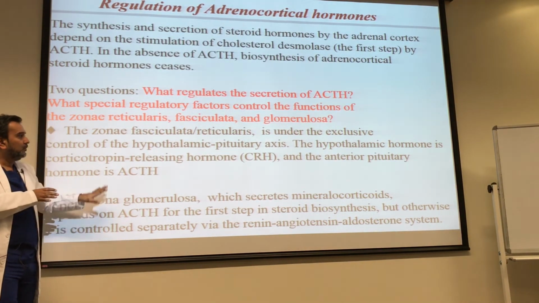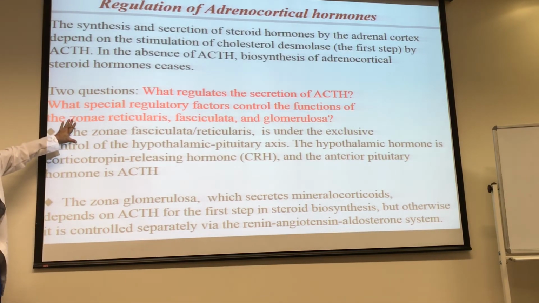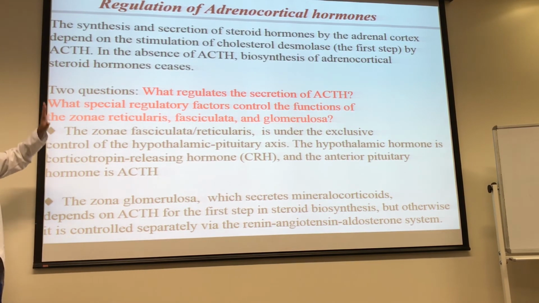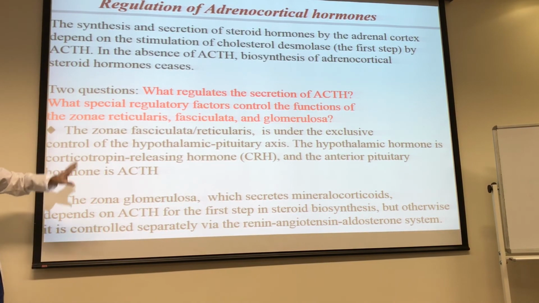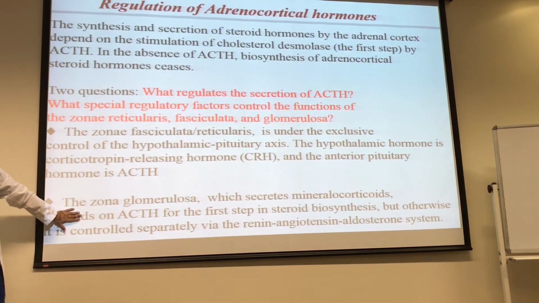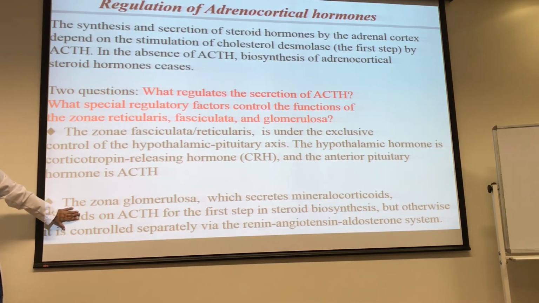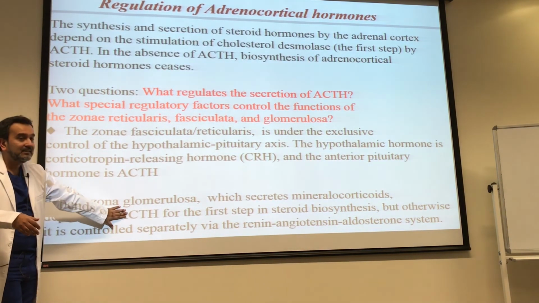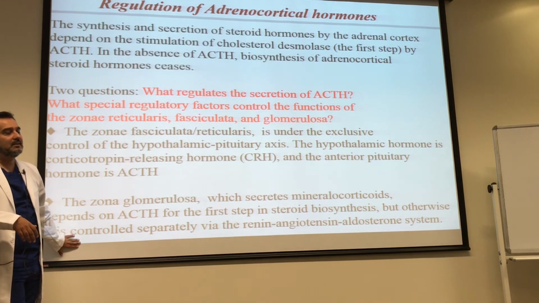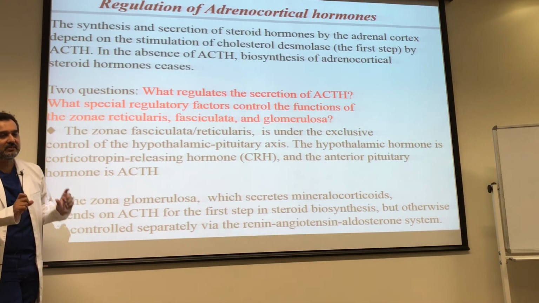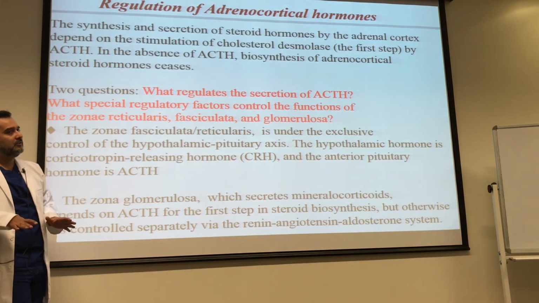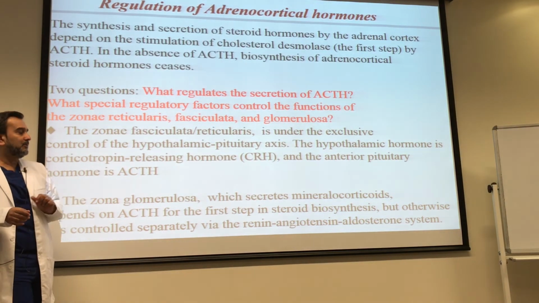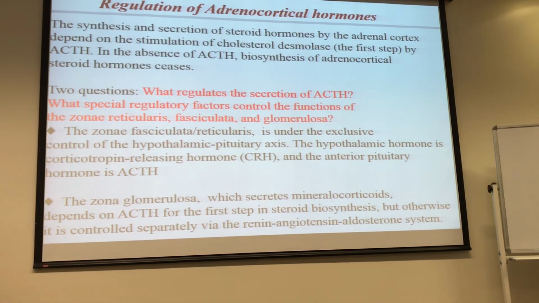But the major control of zona glomerulosa is under the renin-angiotensin system. So zona fasciculata and reticularis are exclusively under the control of the hypothalamic pituitary axis, which is CRH and ACTH. Here the first step of the synthesis of the steroid hormones, cholesterol desmolase, is under the action of ACTH. The remaining part is mainly under the action of the renin-angiotensin system. So aldosterone secretion is mainly under the renin-angiotensin system, but it has a little bit of role from ACTH secretion.